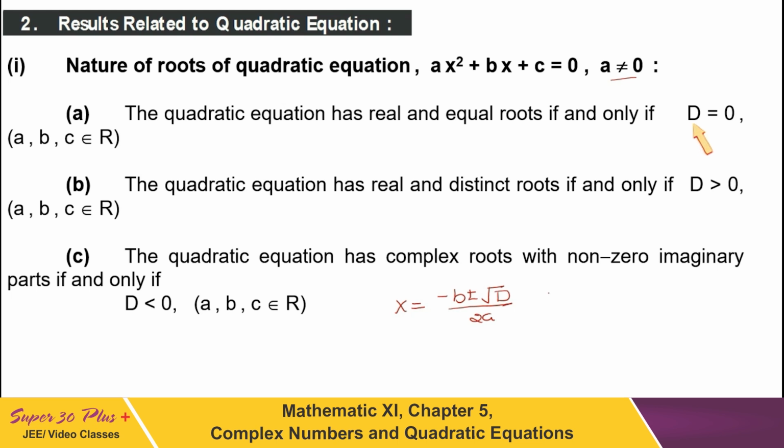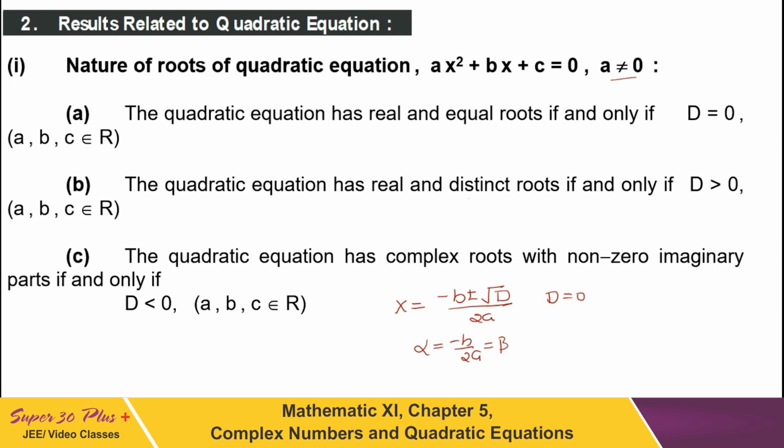If D is equal to 0, then both the roots, alpha and beta, are equal to minus b upon 2a. Because this D is 0, we are not going to take the plus and minus sign, because this term is 0. So the roots are equal and real. Then the condition is, if roots are equal and real, D is equal to 0.